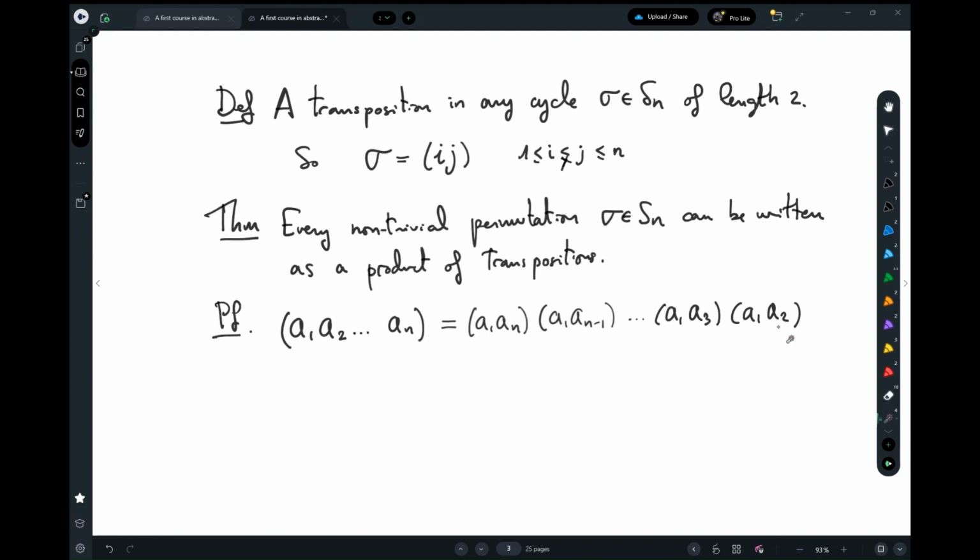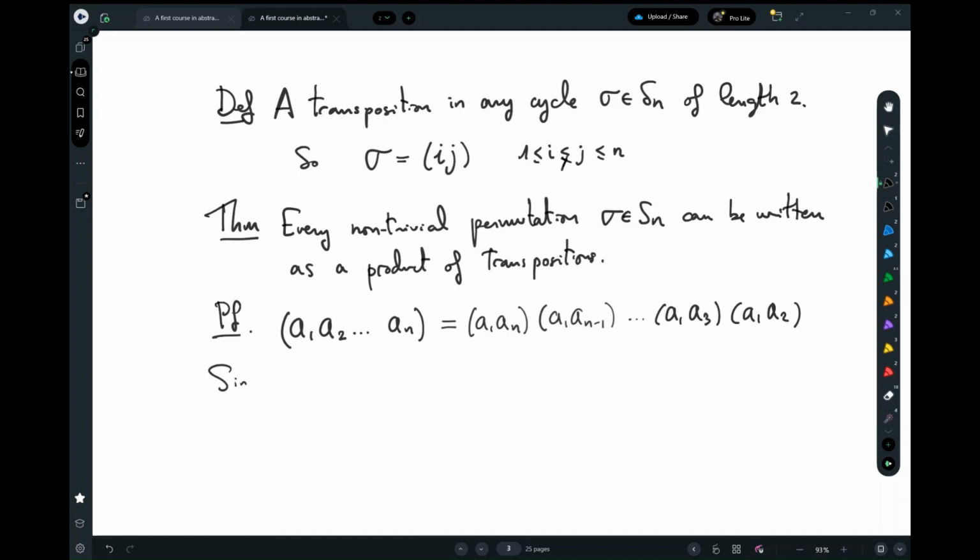Where does A2 go? A2 goes to A1, and then in here, A1 goes to A3, and there are no more A3s, so A2 goes to A3. Where does A3 go? This doesn't touch A3. A3 goes to A1. In the next one, A1 will go to A4, so A3 goes to A4, and so on and so forth. So this is a valid decomposition as a product of transpositions of any cycle.